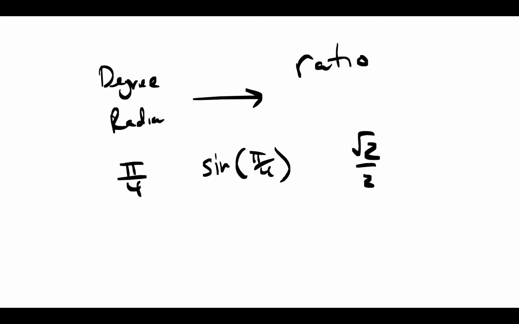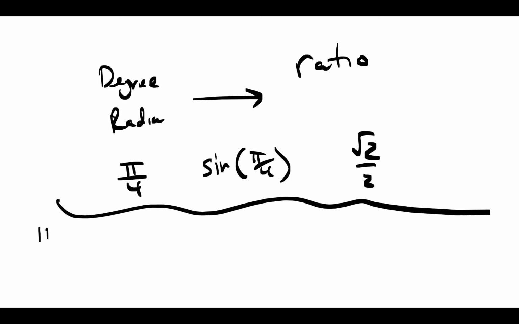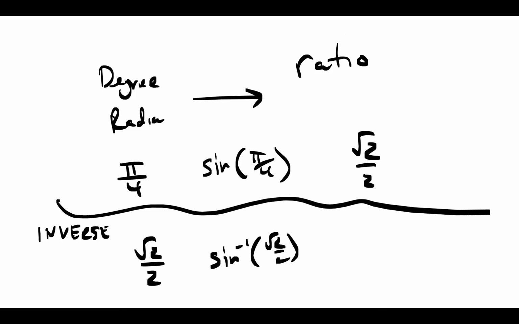We want to go backwards. So here's what we do for the inverse. Inverse says, I'm going to give you root 2 over 2. That would be my opening statement to you. We're going to go through a process called the inverse sine. What's someone going to use for inverse? -1. It's going to be the -1 right there. And so it will be sine inverse of my ratio, which is root 2 over 2.